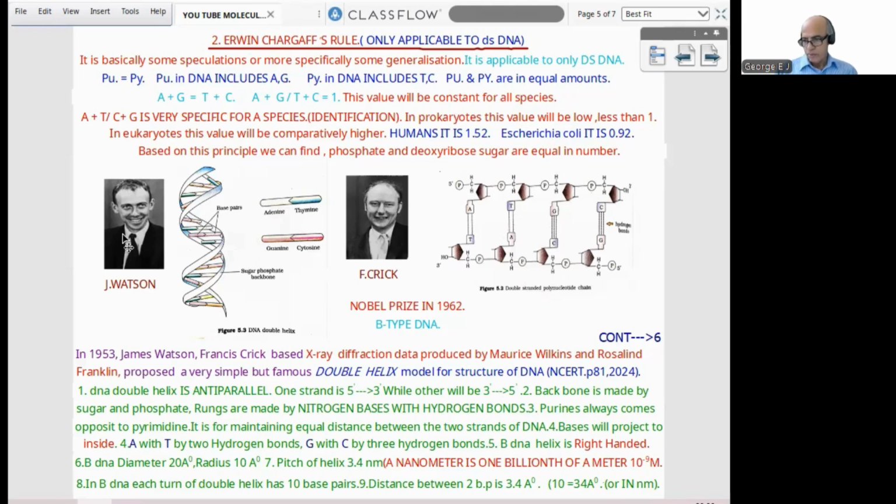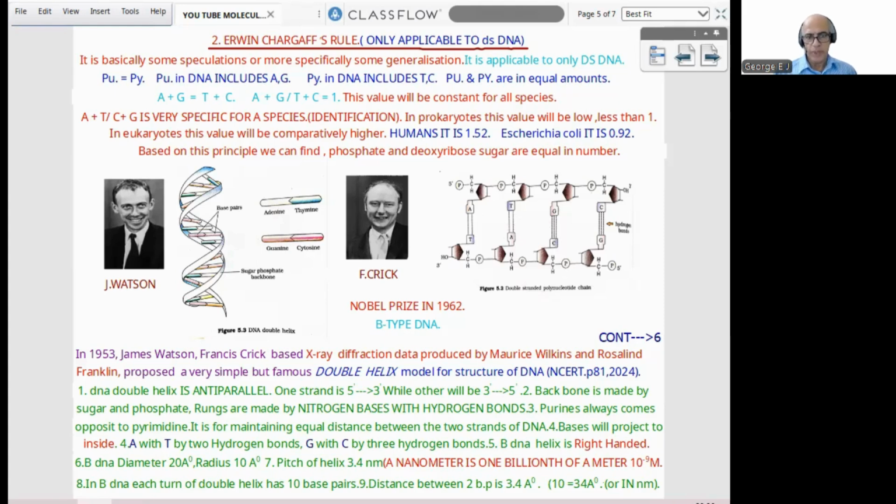Then James Watson and Francis Crick, their contribution. And what are the important items? Antiparallel nature of the 2 strands. The backbone is made up of sugar and phosphate; a purine always comes opposite to a pyrimidine, so equal distance between these 2 strands can be maintained. A with T, 2 hydrogen bonds; G with C, 3 hydrogen bonds. And B DNA is the typical DNA, it is right-handed. B DNA diameter 20 Angstrom, radius 10 Angstrom.